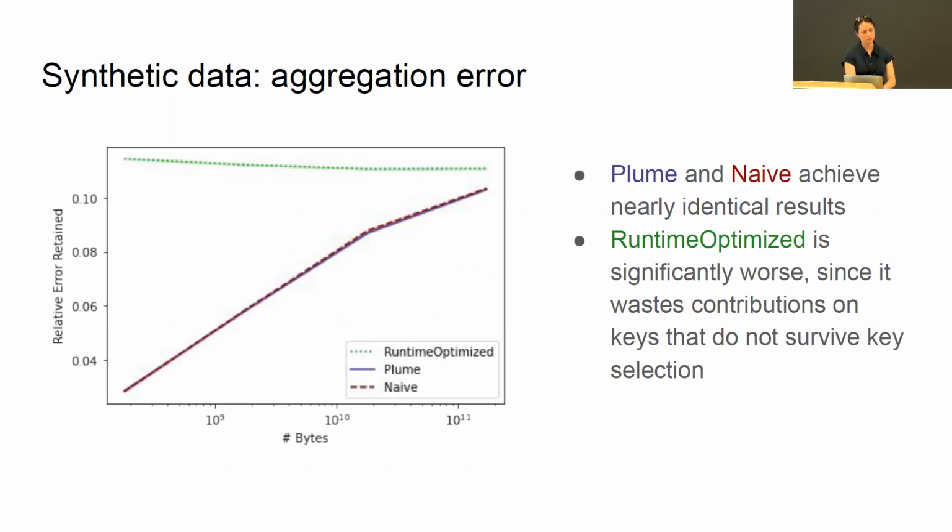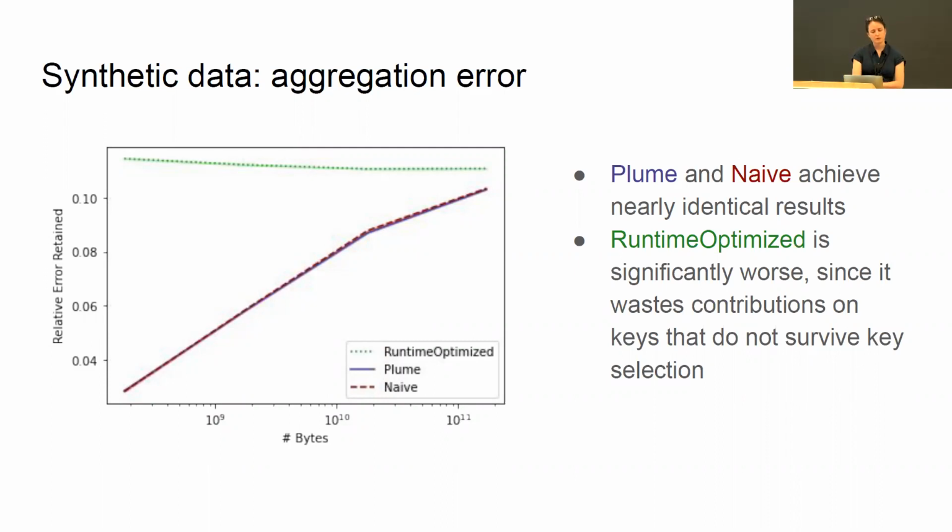Error is on the y-axis, so lower is better. And on the x-axis, we have data set size. We can see from this plot that for Plume and naive, the curves are completely overlapping here. So they're achieving basically identical results, while runtime optimized is significantly worse because it's wasting some contributions on keys that don't survive key selection.